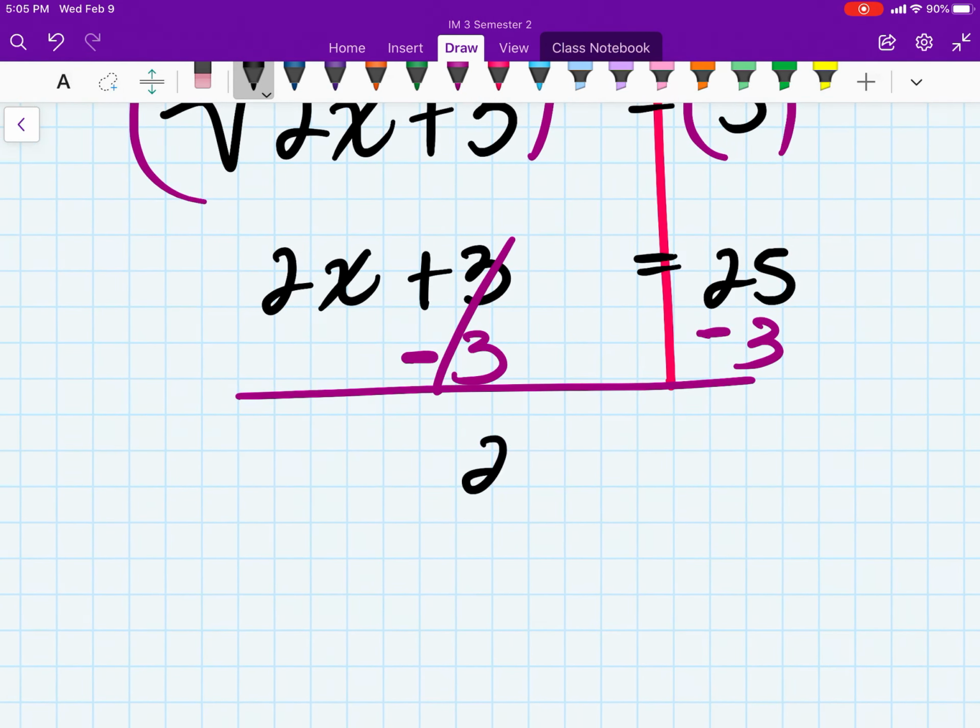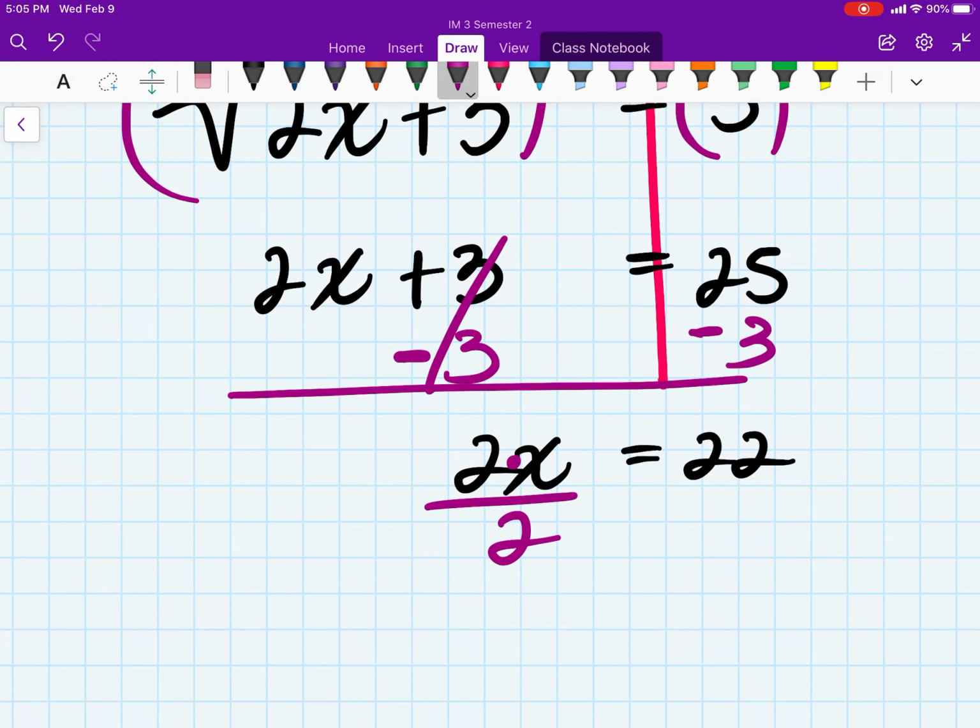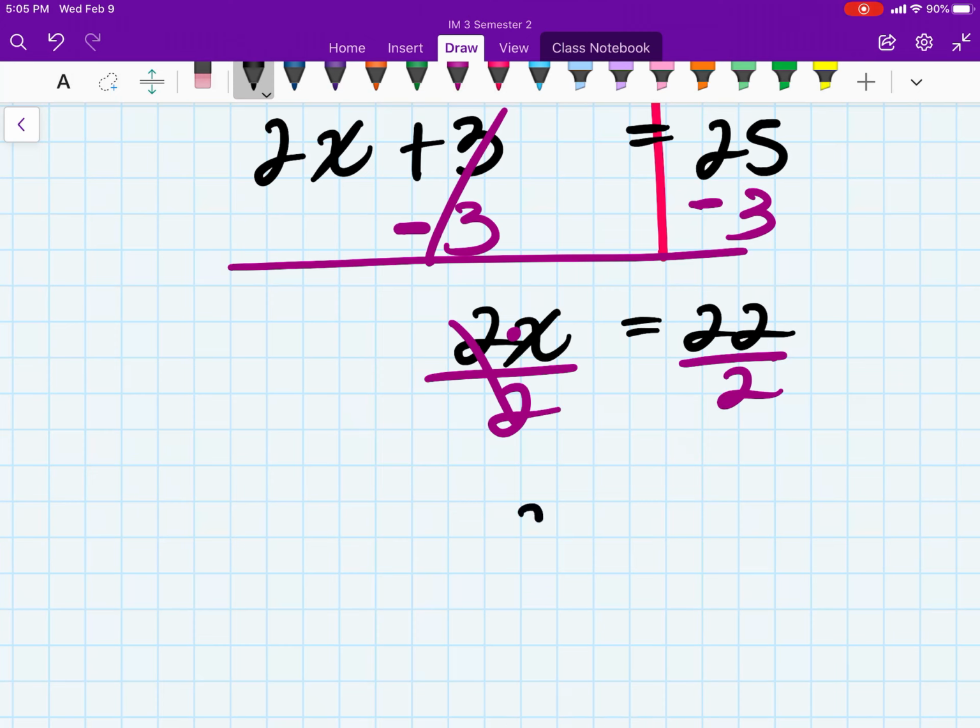And that gives us 2x equal to 22. Next step in this case is that I actually want to go ahead and get rid of the 2. The opposite here of multiplying by 2 is actually dividing. So I'm going to go ahead and divide both sides by 2. And x in this case is going to be equal to 11.